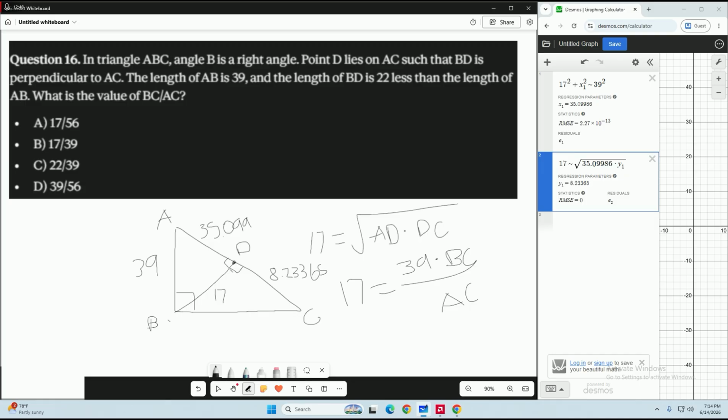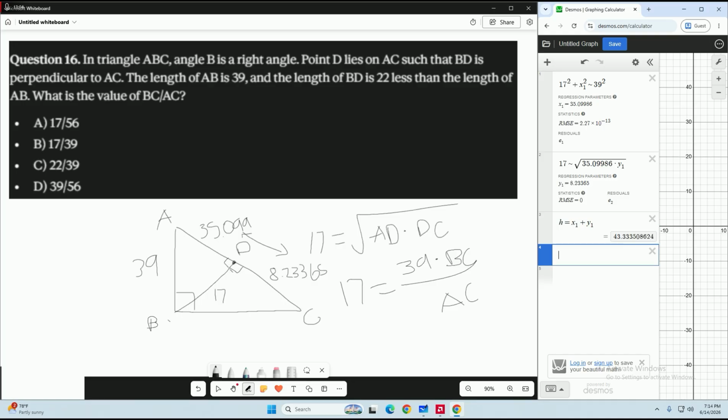And now I can finally solve for this length as well by adding these two lengths together and then using my Pythagorean theorem. If I do x1 plus y1, that gives me the hypotenuse, which I'm going to call h, because I'm doing AD plus DC. That's the entire length of AC, the hypotenuse of the triangle. Then I can solve for BC with another Pythagorean theorem: 39 squared plus this side length squared is equal to h squared.